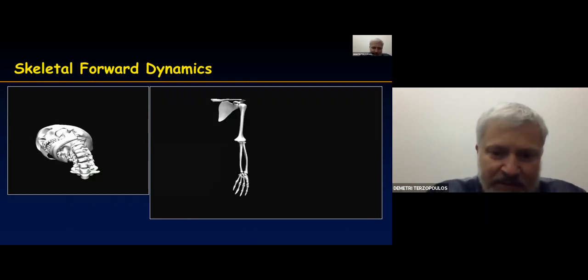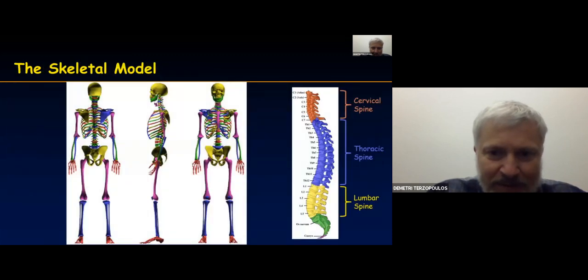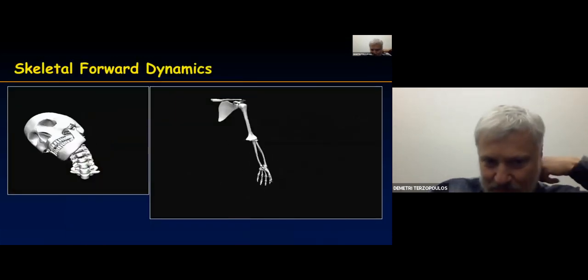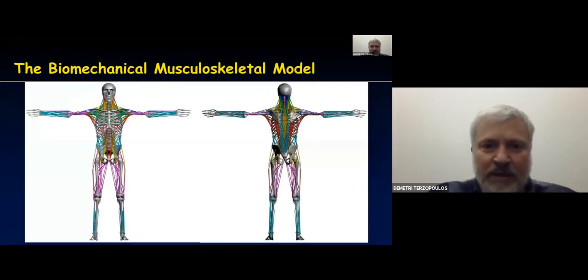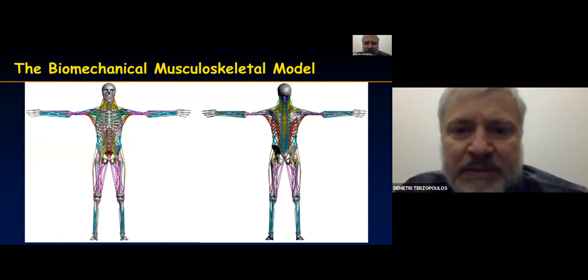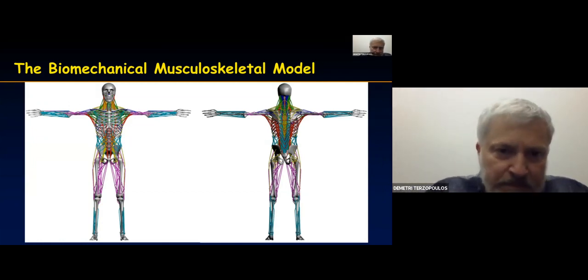If we do all of this proper modeling of the skeleton and just put it in gravity, it's just going to collapse, as you see here, like before. So we've got to put in all the muscles as well. Here you're looking at the 800 plus muscles in the model that I'm going to show you.